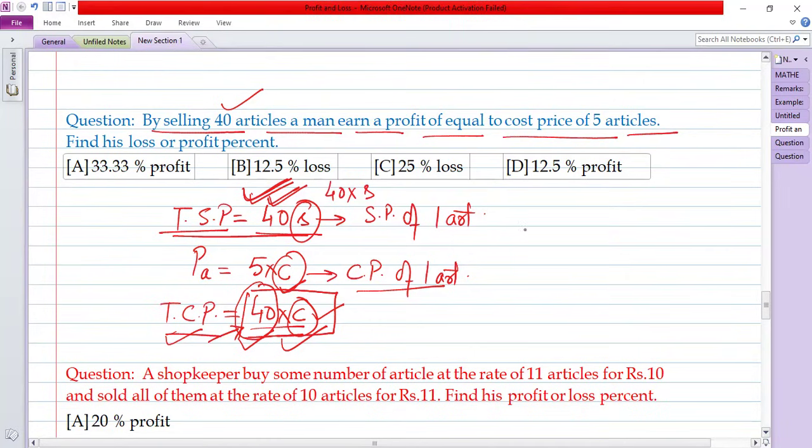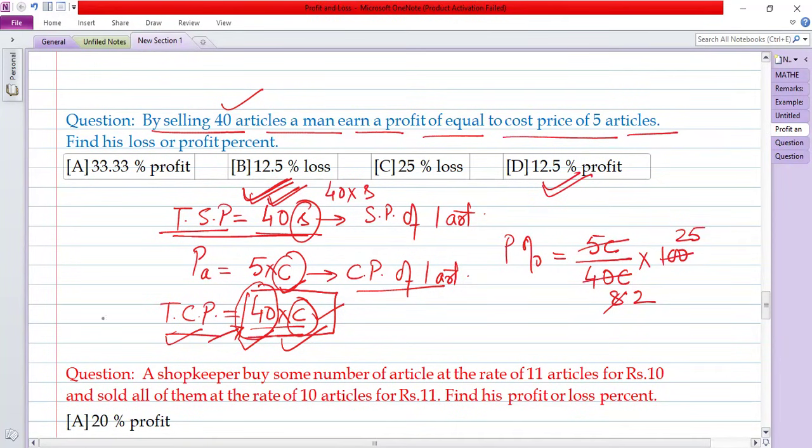Okay. So now what will be the profit percentage? The profit percent will be this 5C, the profit amount, divided by the total cost price 40C, into 100. So this will go off by 8. And now we have simply 4 into 2 and 25. So 25 divided by 2, it will be 12.5% profit.